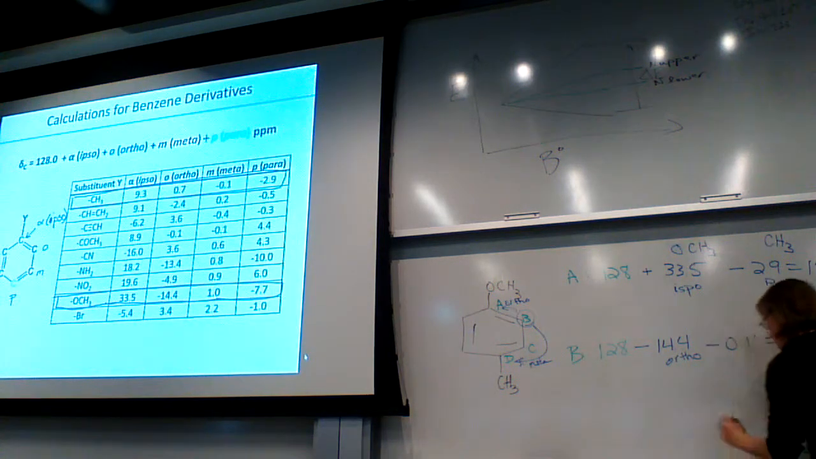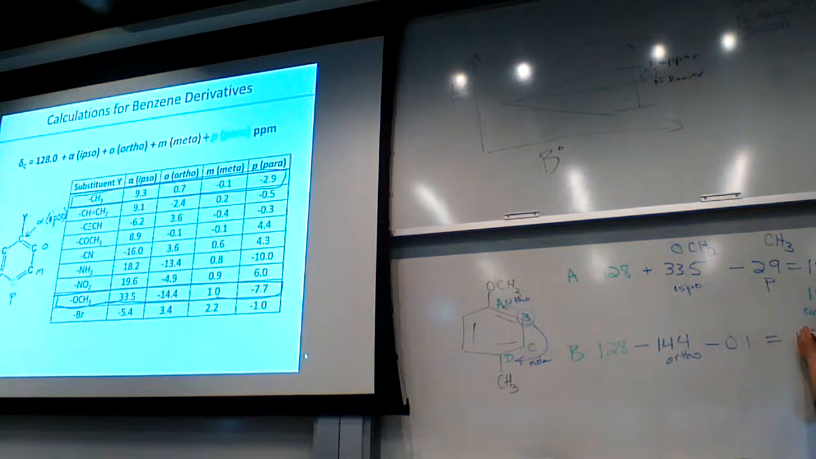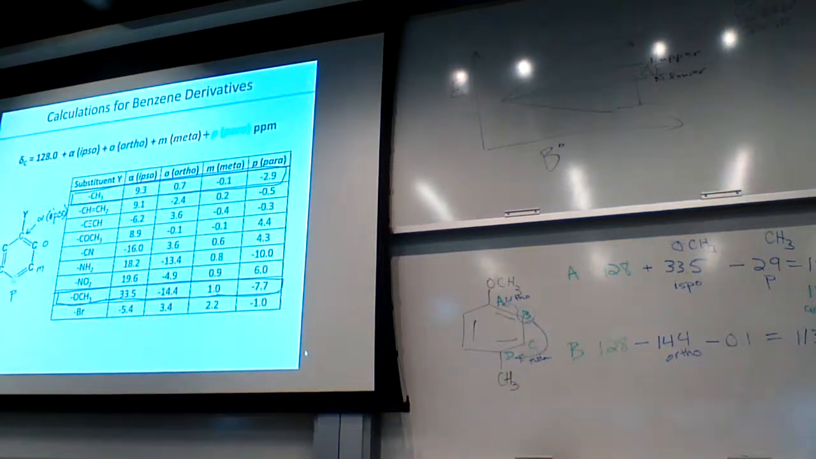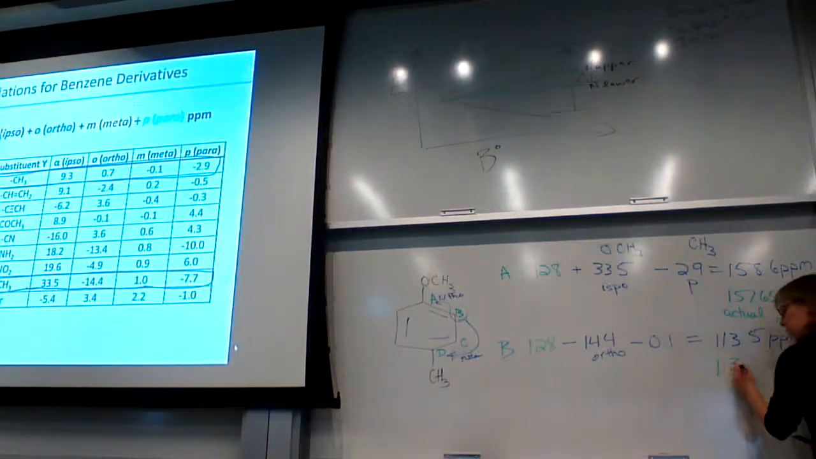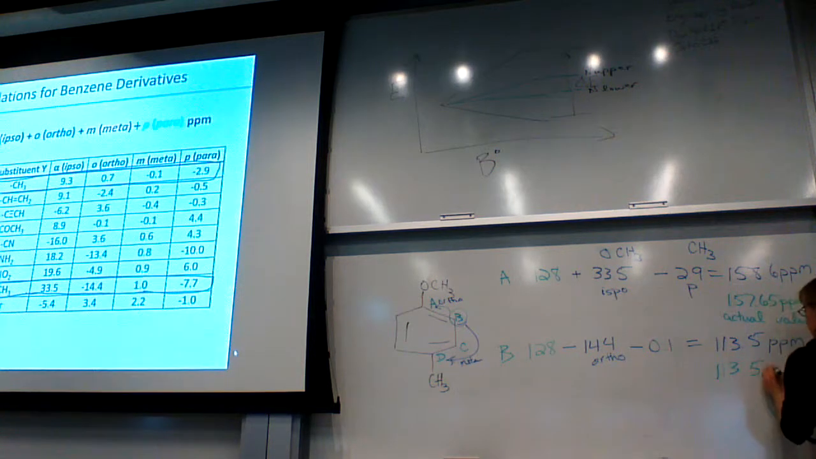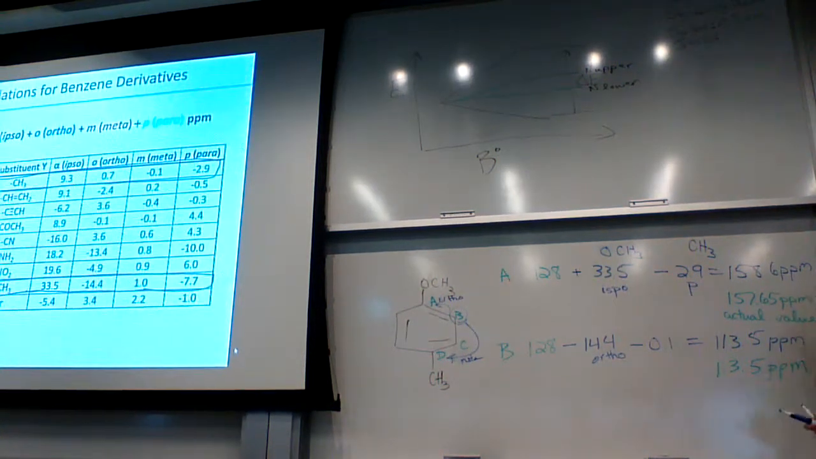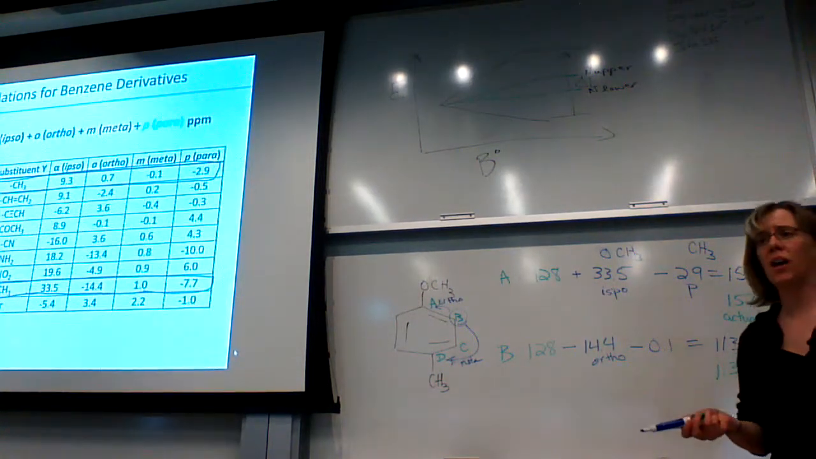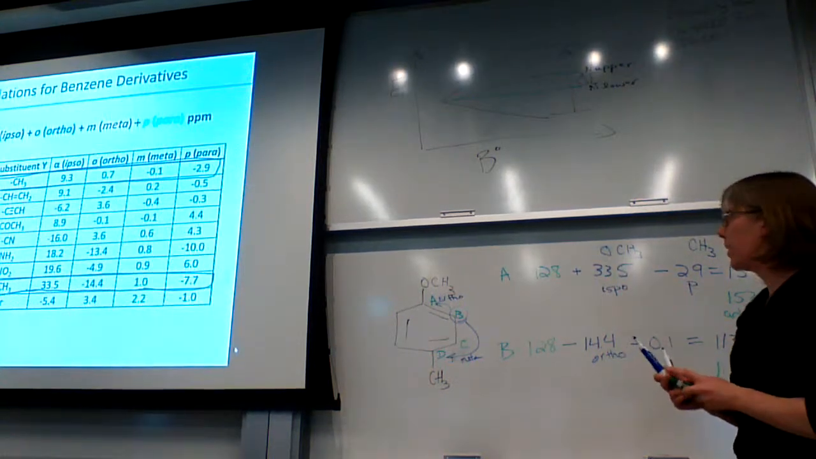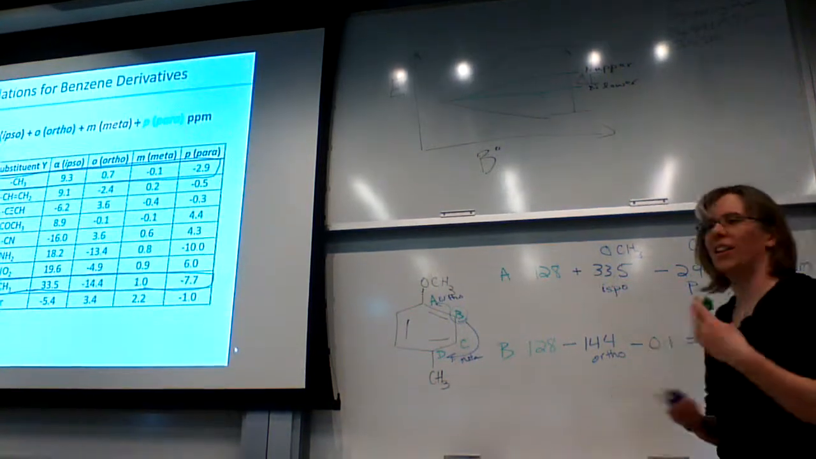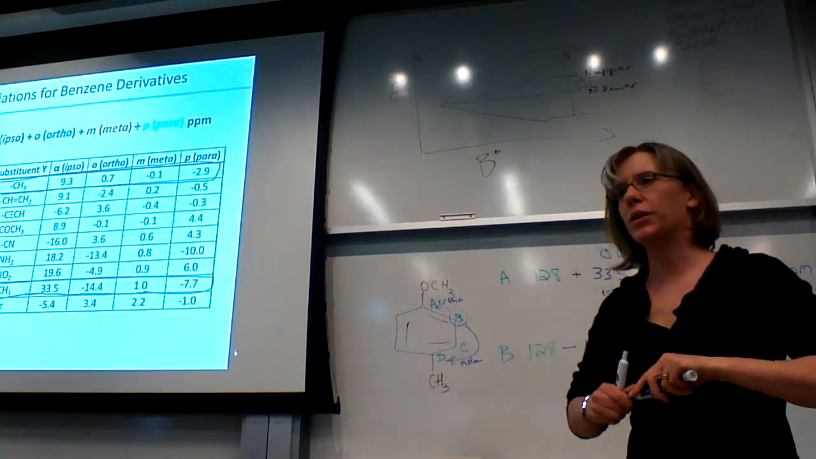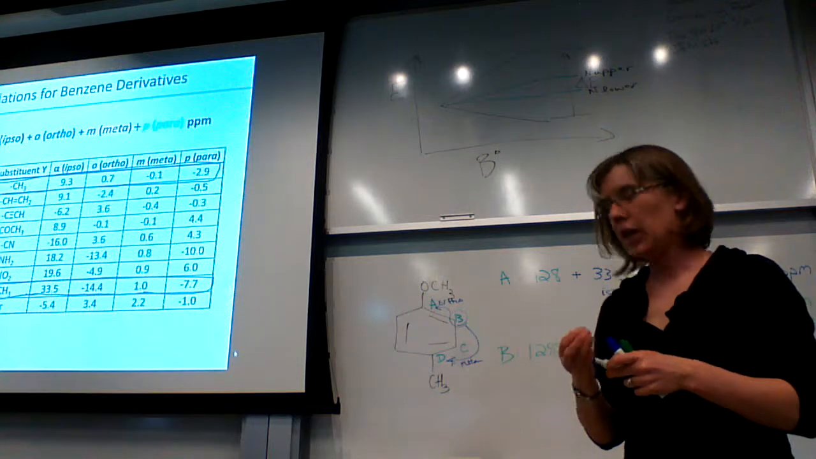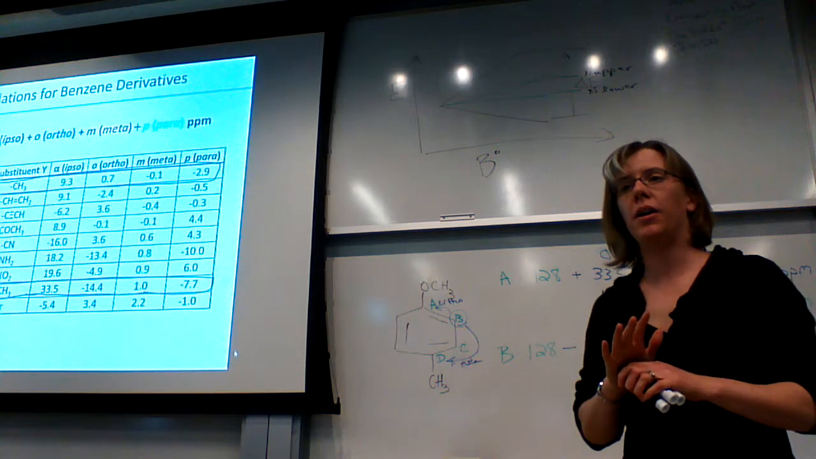And our overall number now is going to be 113.5 parts per million for our calculated value. Our actual value is 113.5 parts per million. All of these numbers come from just taking lots of spectra and averaging them together, just like they did on the Woodward-Fieser rules when we did UV-vis. So we'll finish that up on Monday.